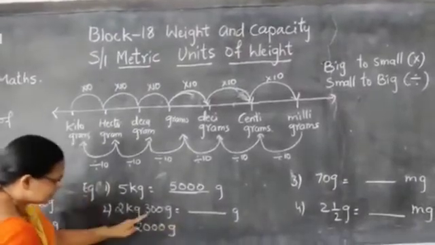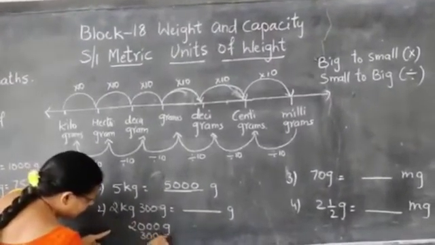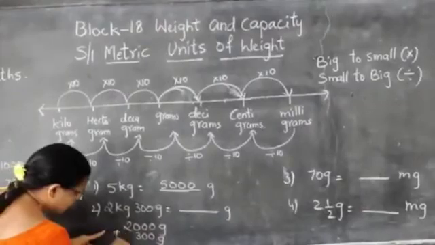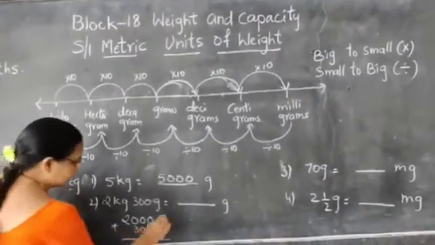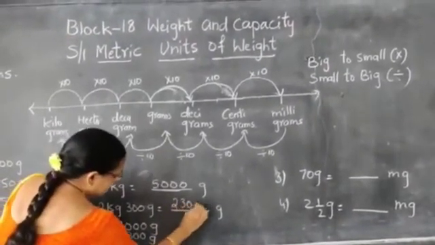2000 grams plus 300 grams. So how much? 2300 grams.